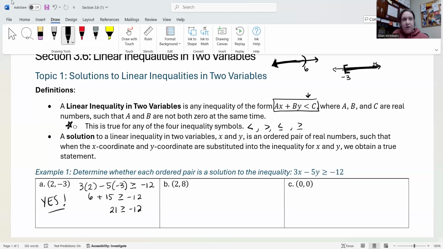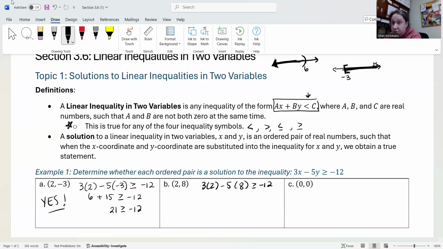Let's see what else we have. So for part B, we have the ordered pair (2, 8). So we're going to replace our x in the inequality with a 2, the y with an 8, and we're going to see what we get. So we get 3 times x, which is 2, minus 5 times y, which is 8. And we need to know, is that greater than or equal to -12?